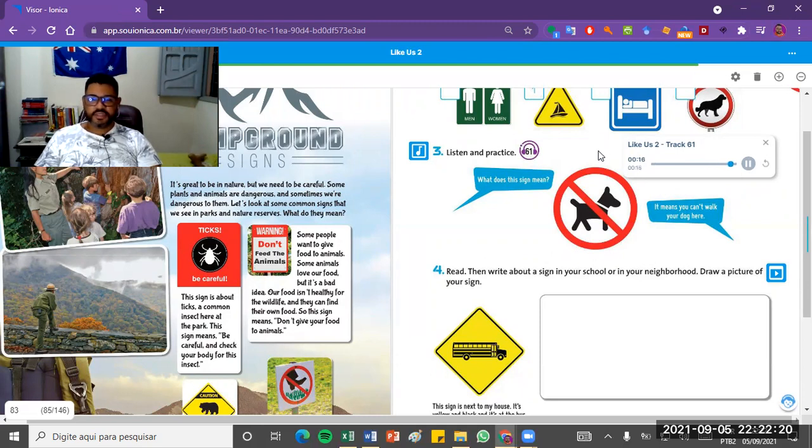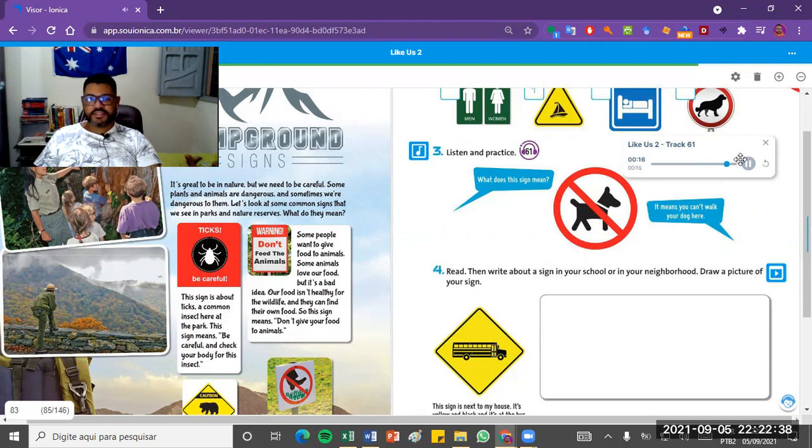Listen again. Again, come on, guys. Unit 7, Lesson 4, Track 61. What does this sign mean? It means you can't walk your dog here.